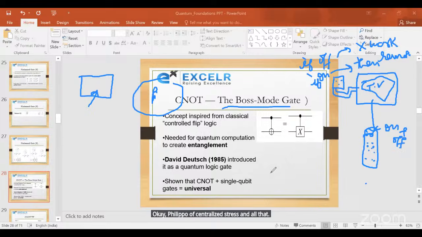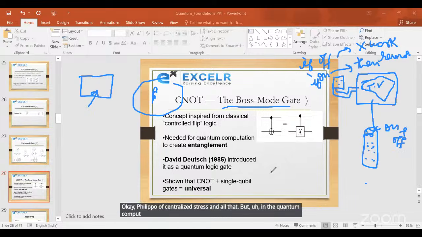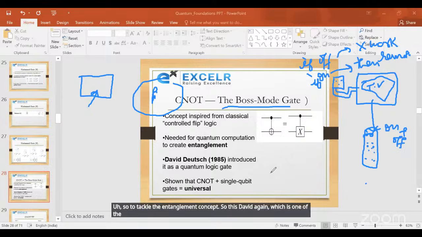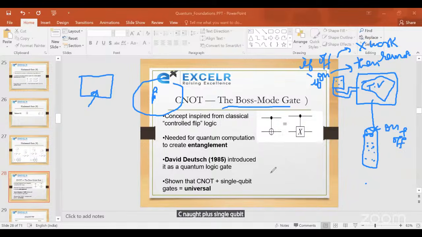But in quantum computation, there is one concept called entanglement, which we will discuss when we deal with the algorithms. To tackle the entanglement concept, David, who is also one of the founders of the algorithm, has given this logic gate. He has shown that C-NOT plus a single qubit gate works as a universal gate.